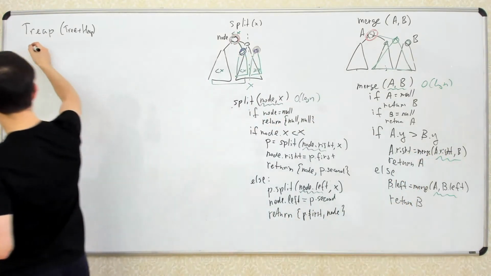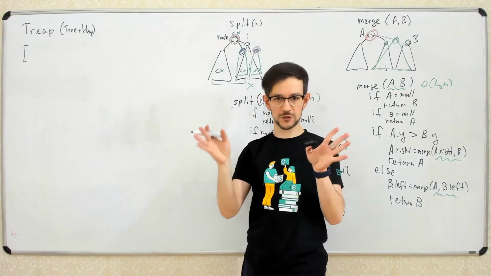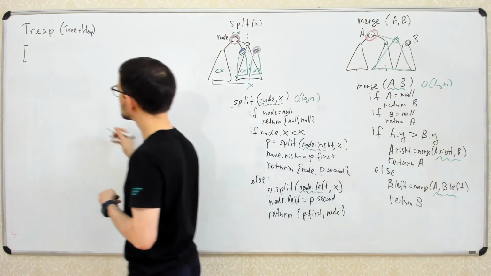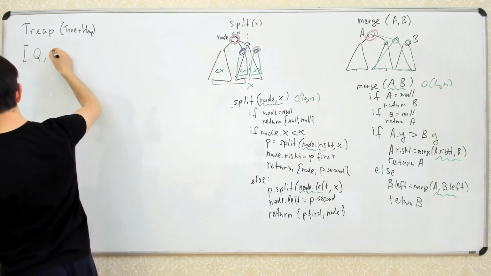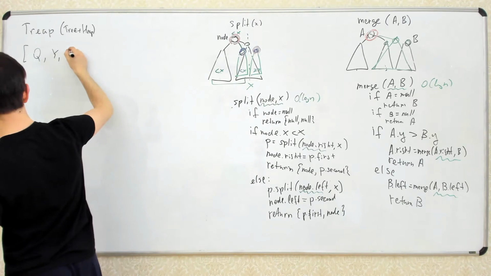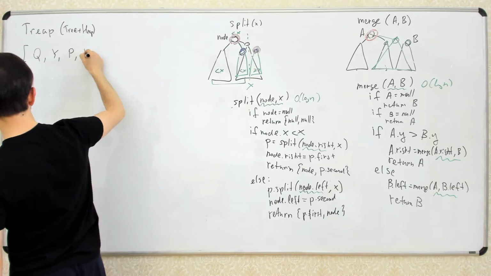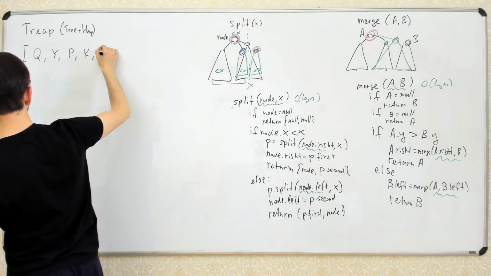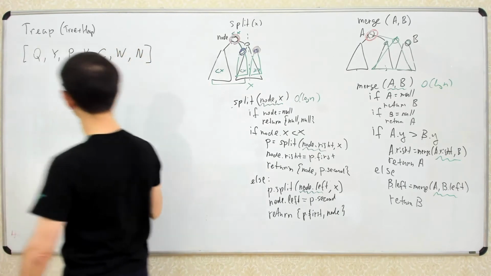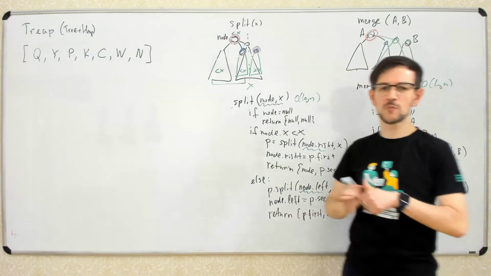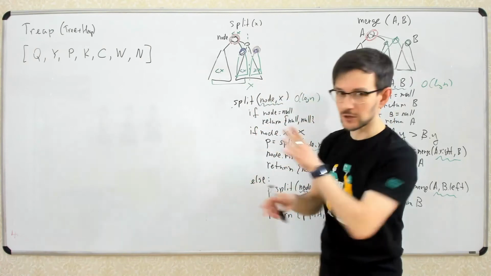So the basic object of this structure is just a list of some objects. Let's say you have some objects Q, Y, P, K, C, W, N. So I just name all the objects with different letters. Okay. So we have a list of some 7 objects.